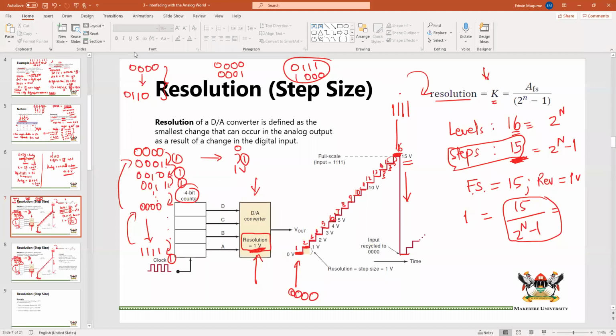And so therefore, it is okay to say that our resolution, which is equal to K, is the full scale output, AFS, over the number of steps. We are looking at how many steps we need to reach the full scale, and that is our resolution. Okay, let us do an example.